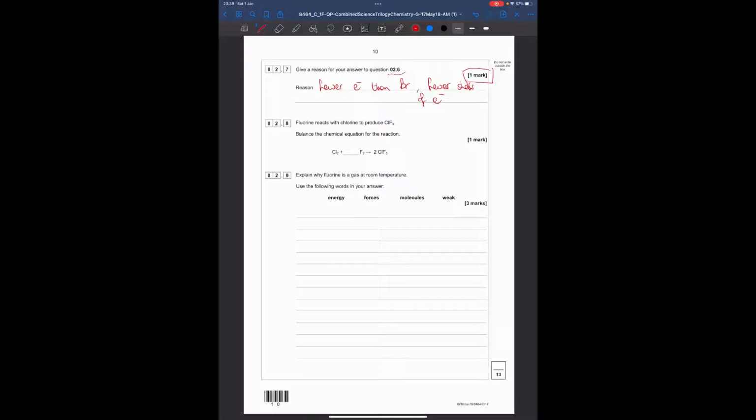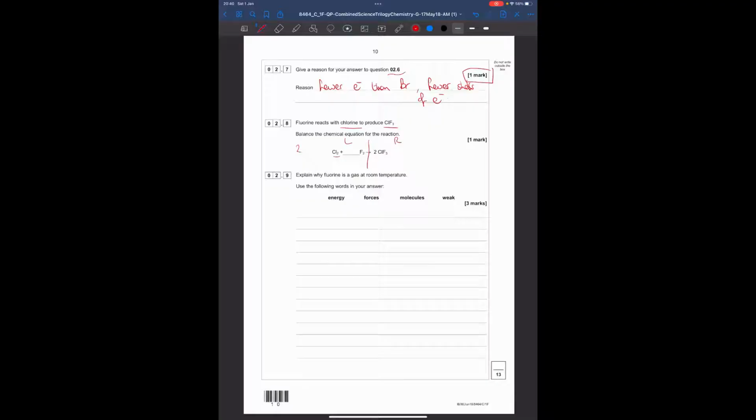Question 2.8, fluorine reacts with chlorine to form ClF3. Balance the equation for the reaction. So we've got chlorine plus a certain number of fluorines makes 2 lots of ClF3. So what we need to do is work out the amount of atoms we've got on our left side of the equation and our right side of the equation.